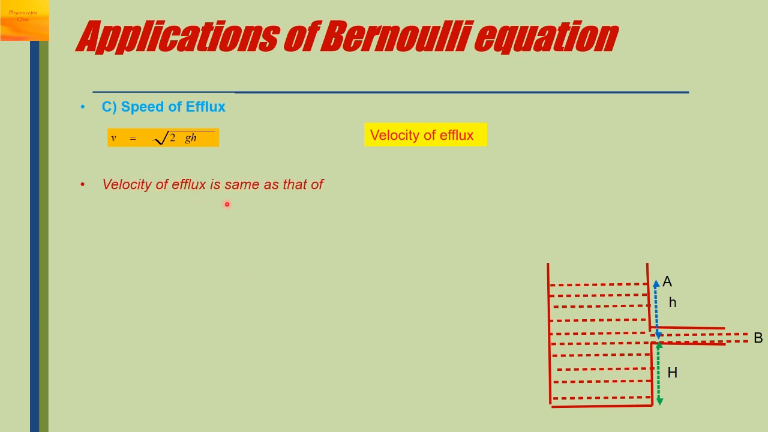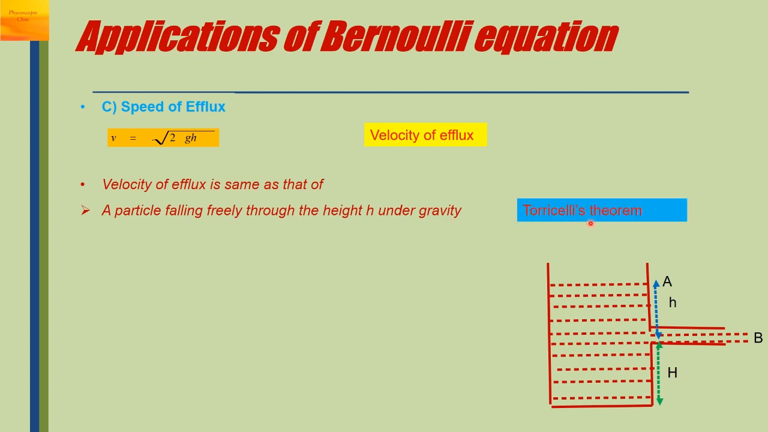The velocity of efflux is the same as that of a particle which is falling freely through the height H under gravity. This is called Torricelli's theorem.